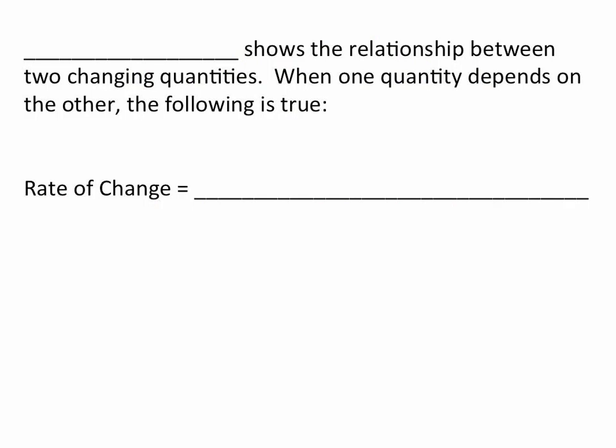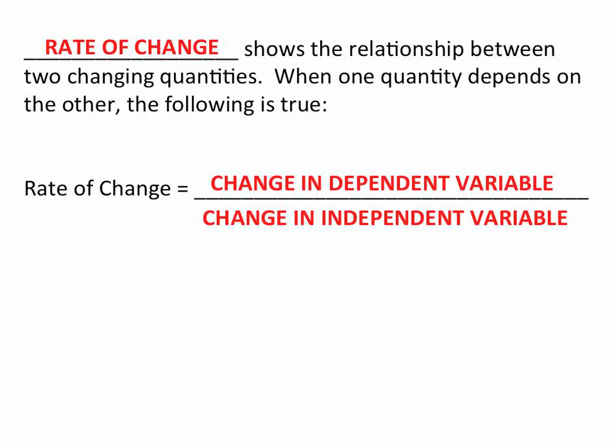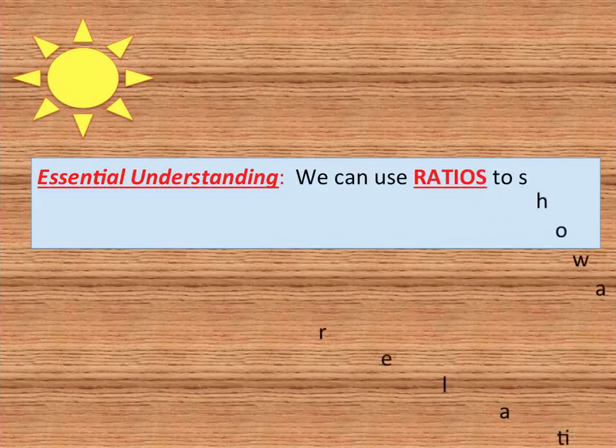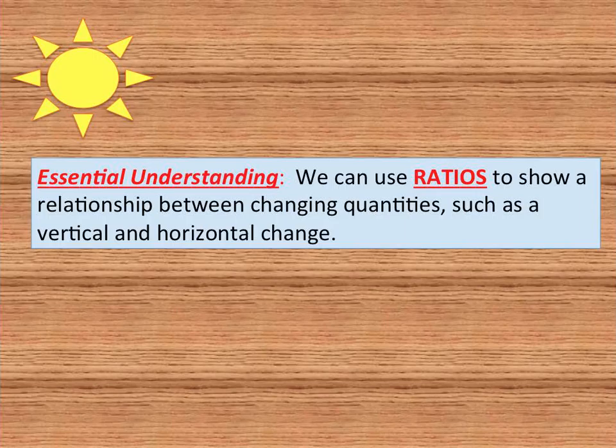Follow along. The rate of change shows the relationship between two changing quantities. When one quantity depends on the other, the following is true. The rate of change is always equal to the change in your dependent variable over the change of your independent variable. So you can see here it is a ratio, change in your dependent variable over change in your independent variable.